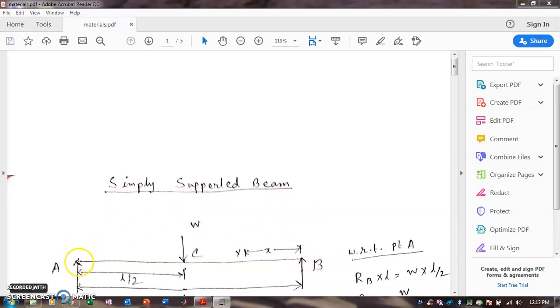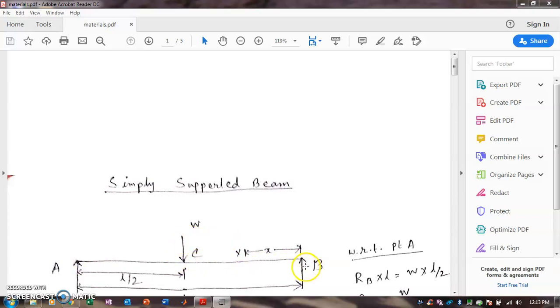If we take moment about A, as the beam is in equilibrium, the summation of moments will be 0, that we discussed in the last day, the condition of equilibrium and for statically determinate structure, all these things we discussed in details in last class. So if it is in equilibrium, the summation of moments at any point will be 0. So if we take moment about A, so there will be how many forces?